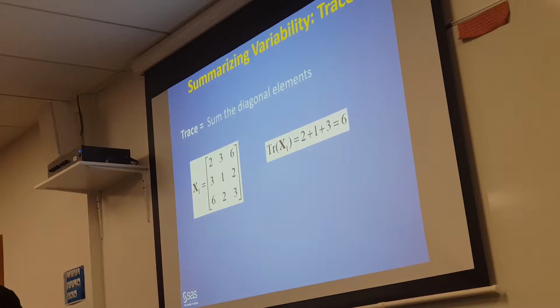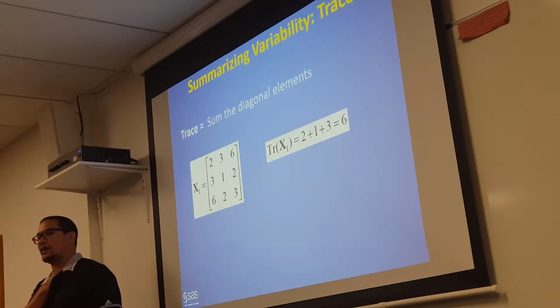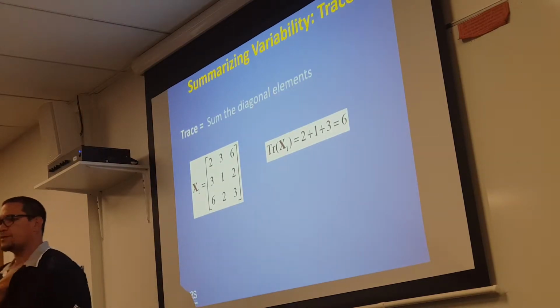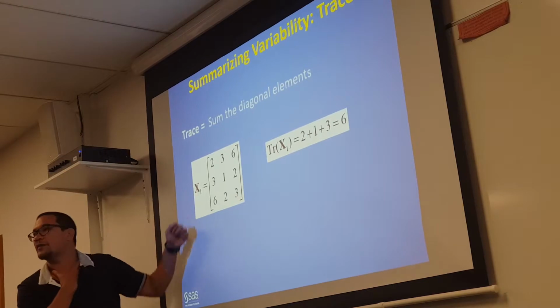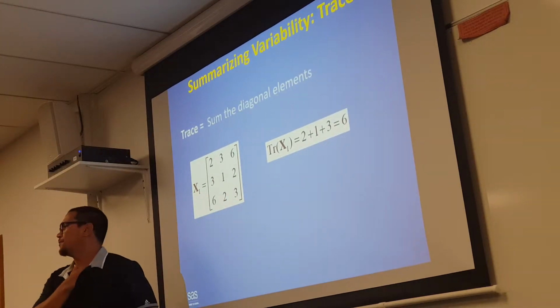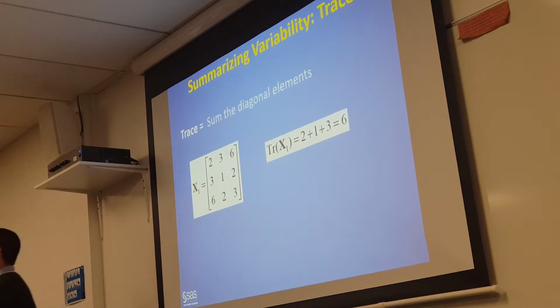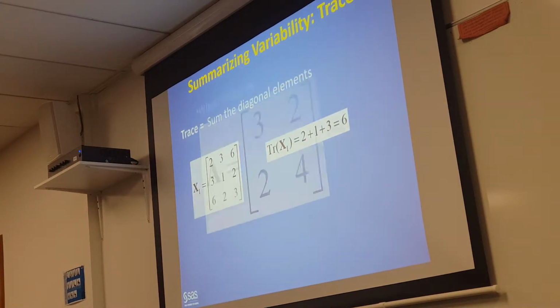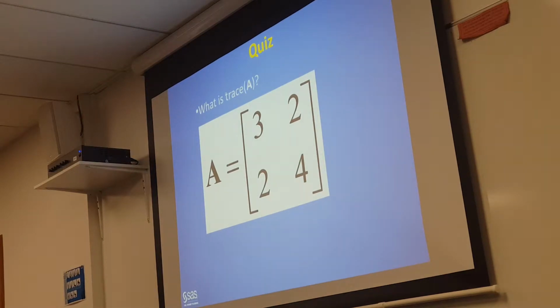Right, the trace of a matrix is pretty useful in multivariate statistics. It is simply the sum of the diagonal elements, right? So the trace of this matrix, well, what are the diagonal elements? 2, 1, 3, right? So the trace is 6. Does that make sense? It's not hard. It's just some jargon terms. So the trace of this matrix is 7, right?